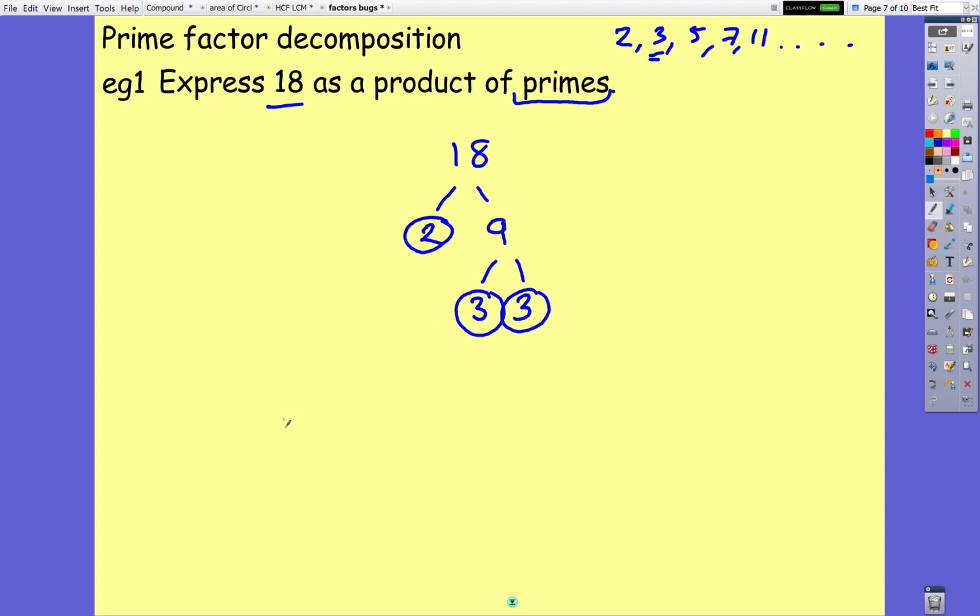Then underneath that we write 18 equals 2 times 3 times 3. That's how we express a number as a product of primes, so 2 times 3 times 3. Product, remember, means multiply. So in theory we've got express 18 as a multiplication of primes. All these are prime numbers and we're multiplying them. 2 times 3 is 6, times that by 3 gives me 18. If you're a bit freaked out with that one, don't freak out too much.